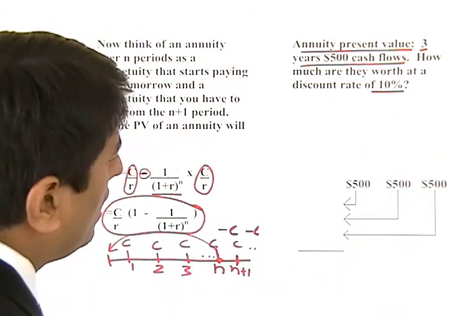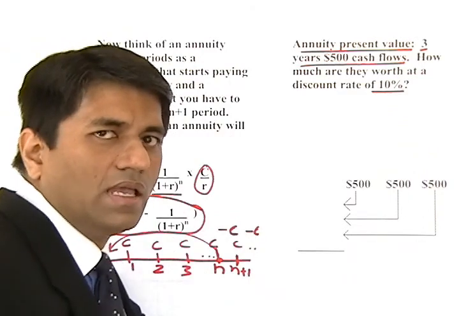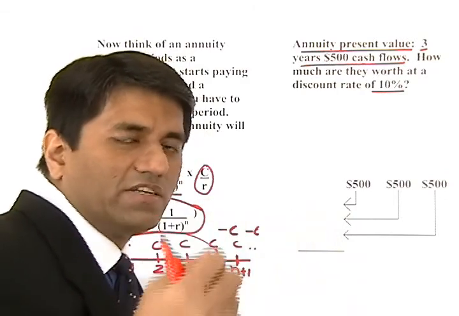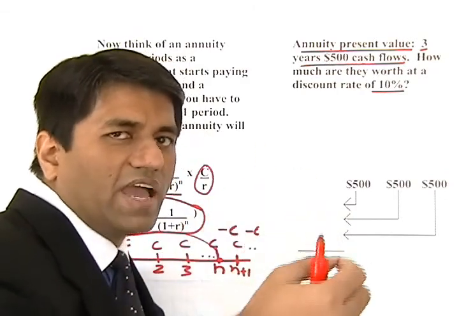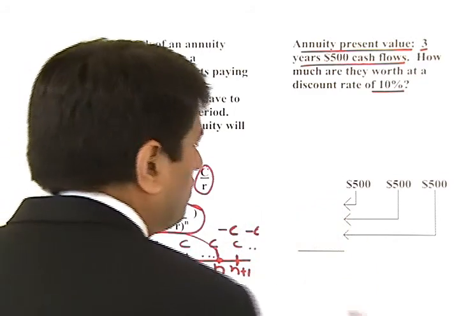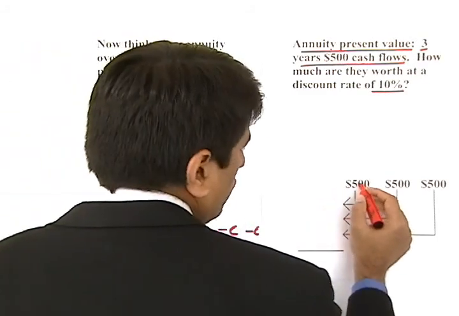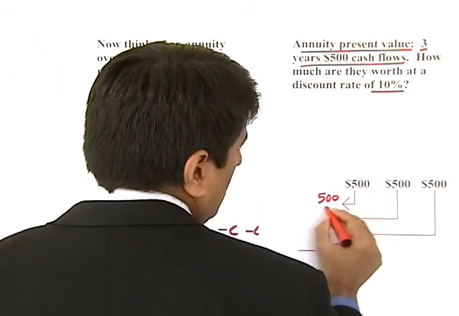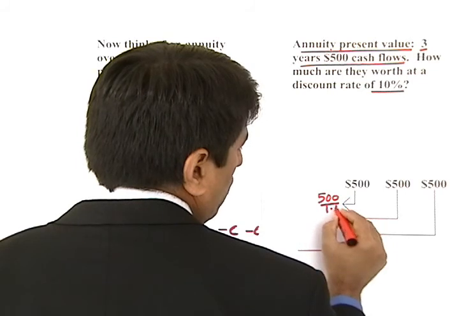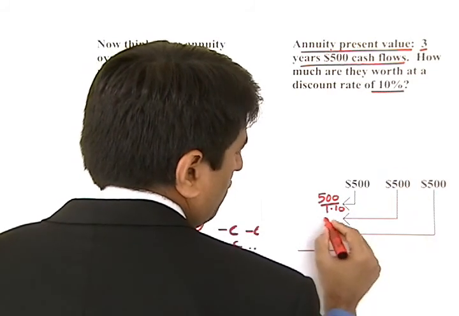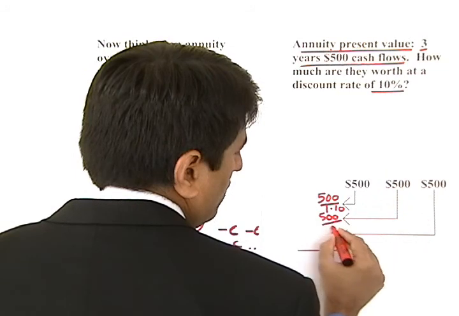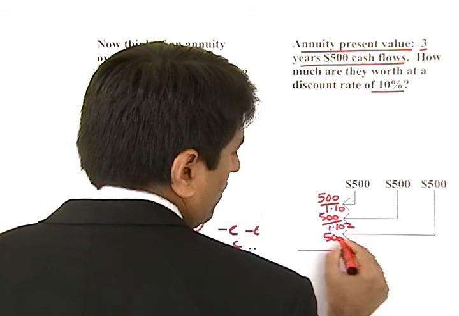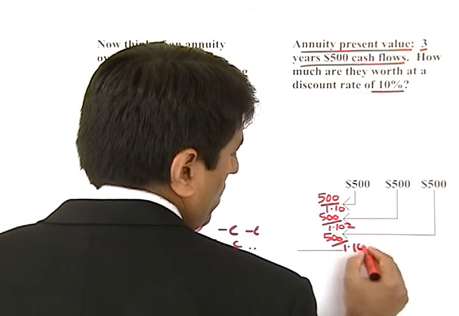So one way to do it, of course, is simply to treat it as a multiple cash flow, find the present value of each of the cash flows and then add it up. For example, this would be 500 divided by 1.10. This one would be 500 divided by 1.10 square, and this would be 500 divided by 1.10 cube.